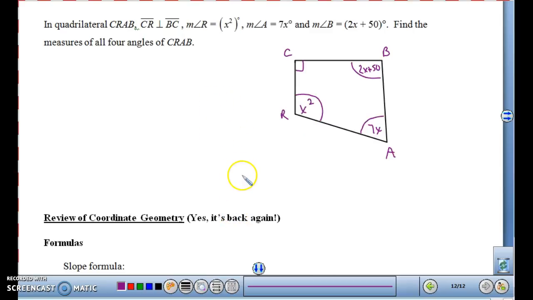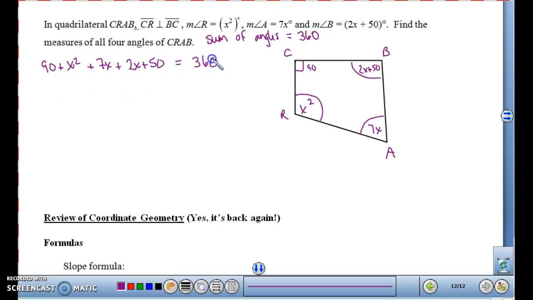Okay, so if we want to find the measures of the angles, what do we know about the sum? We know the sum of the angles in a quadrilateral is equal to 360 degrees. So we add them all up. Okay, so what is the measure of angle C? Don't forget, it is 90 degrees. So we have 90 plus x squared plus 7x plus 2x plus 50. One, two, three, four angles equals 360 degrees.